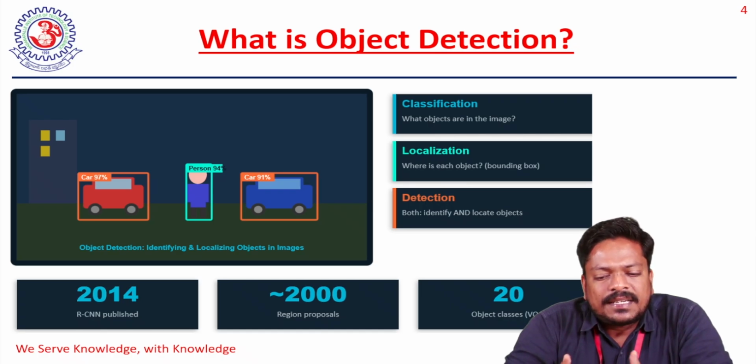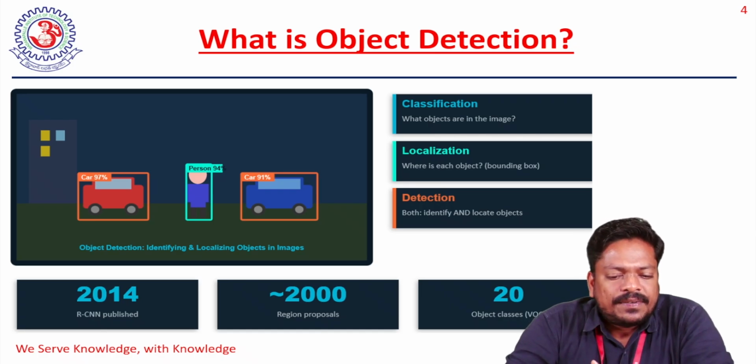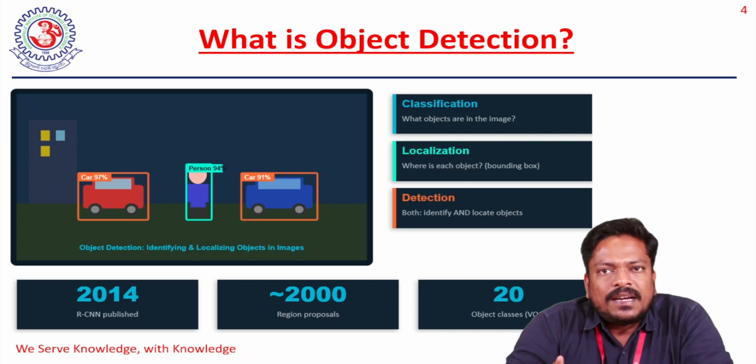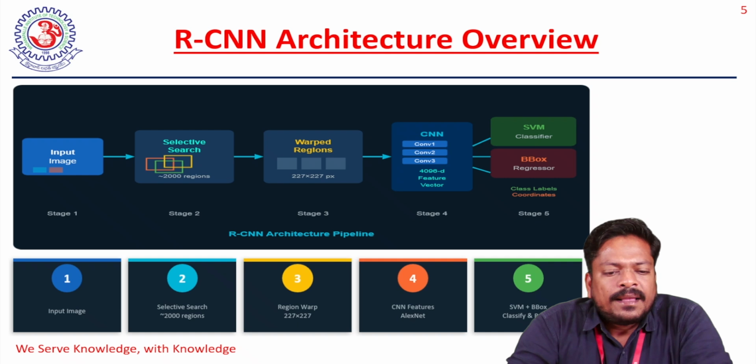This is called detection. This RCNN was introduced in 2014 in computer vision project work. Here the RCNN proposes about 2000 region proposals. The final classification has 20 classes. So let us see the architecture of this RCNN.